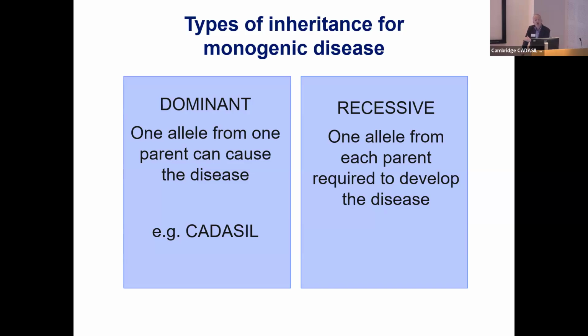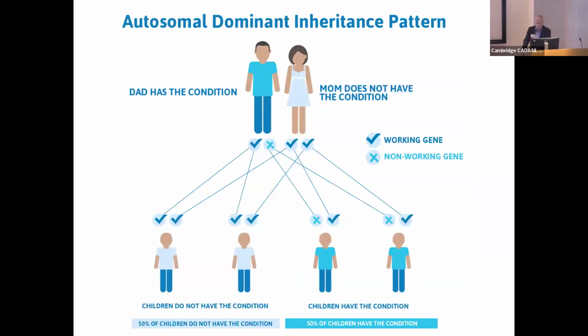In recessive disease, you have to have two copies of the abnormal strand to get the disease. This usually happens in inbred families or in communities living away from other groups of people, where there is a lot of intermarriage, because then you're much more likely to get one strand from the mum and one strand from the dad together. But CADASIL is a dominant disease.